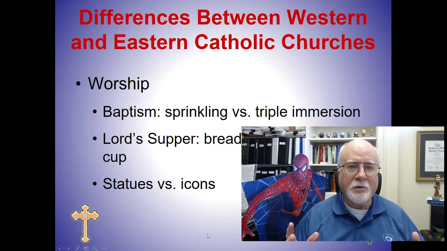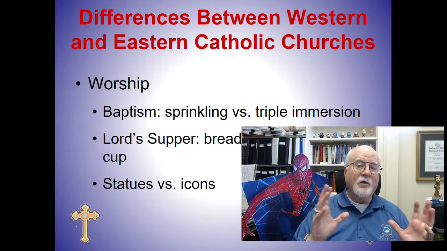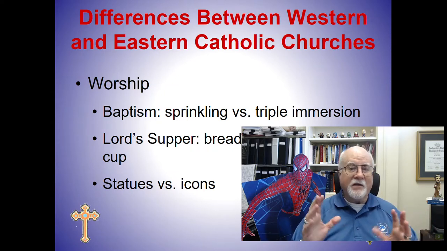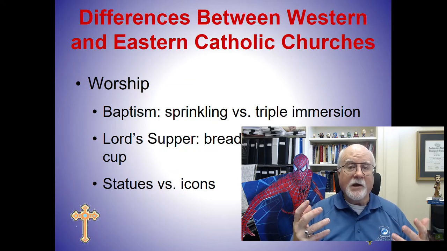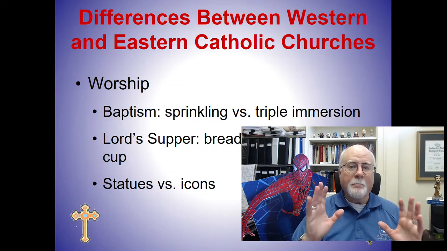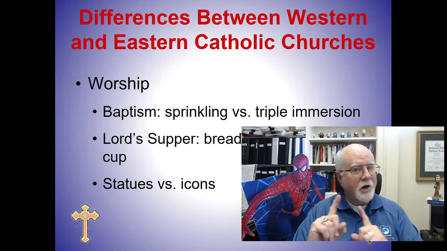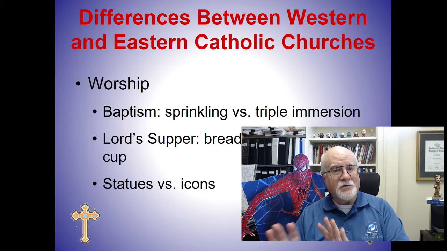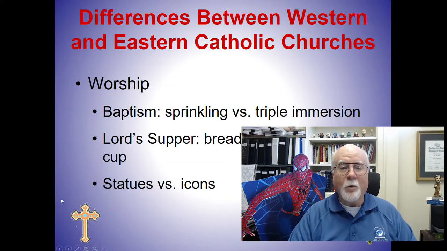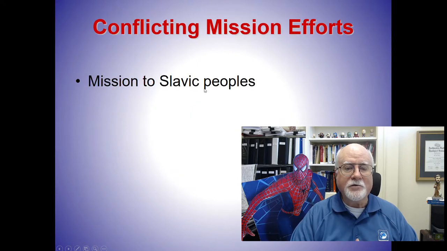Now, we've already talked about the use of statues in the West. Both the West and the East agreed to the use of images in worship. But in the West, they allowed not only paintings but statues. But oh no, not in the East. They allowed only the two-dimensional icons. And so, another point of contention between these two geographical churches.